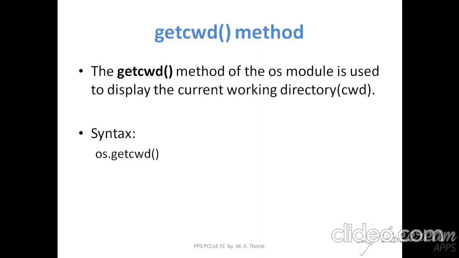So, the getcwd method. What is getcwd? It is a method of the OS module which is used to display the current working directory. A directory we also call a folder. It is used to display the current location of your system. If you are executing a file, the location where it is currently being executed is nothing but the current location of your platform, or current working directory.